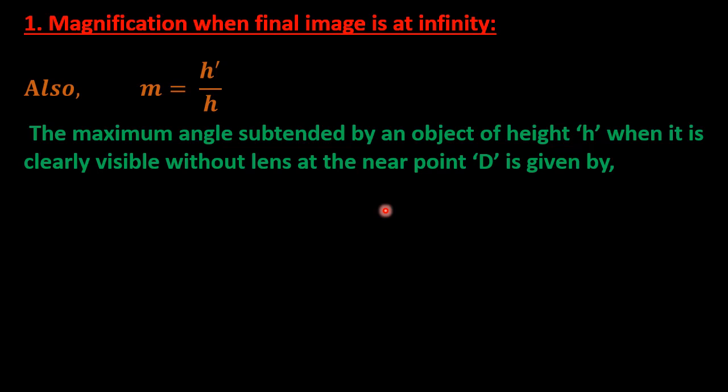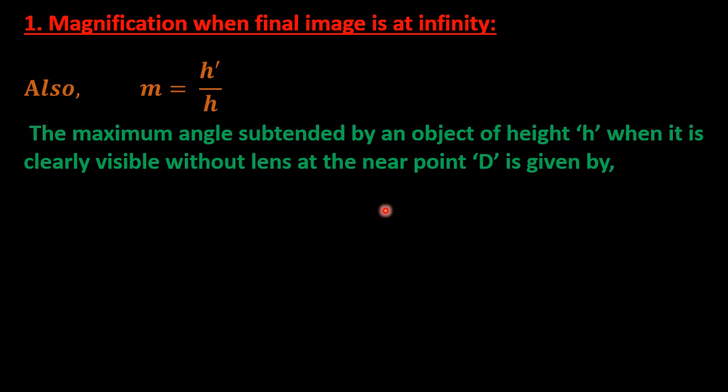Now let us find the expression for magnification in the second case for a simple microscope when the final image is formed at infinity. The other formula for magnification that you have already learned is m equals h dash by h. Then the angle subtended by the object of height h when it is clearly visible without the lens at a near point D is given by.